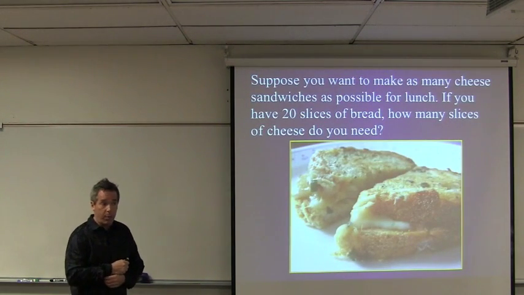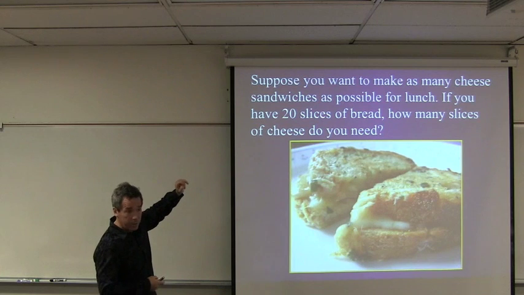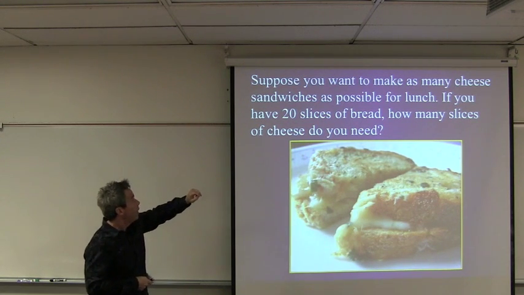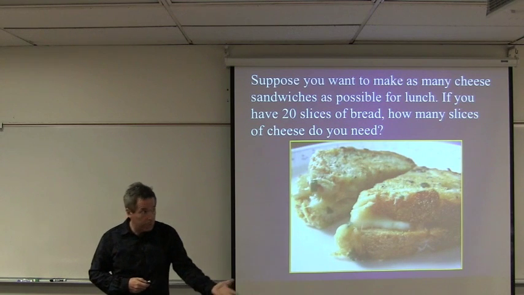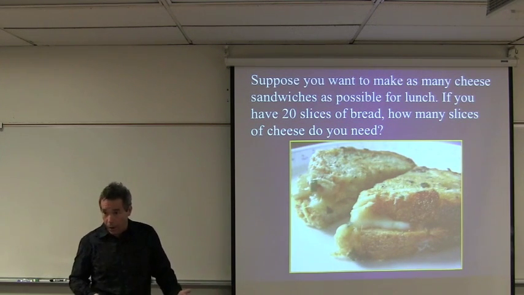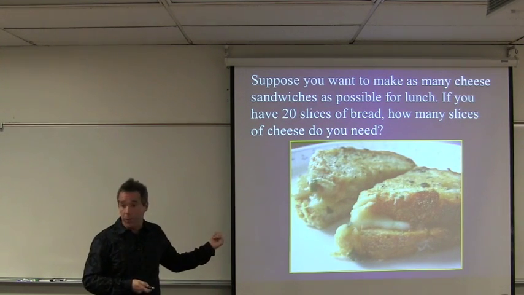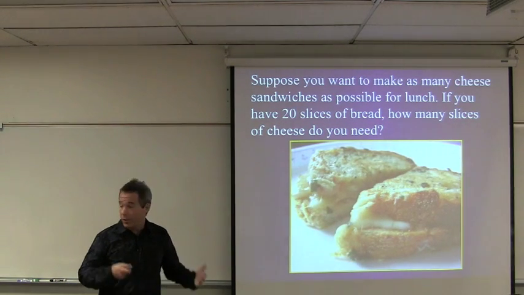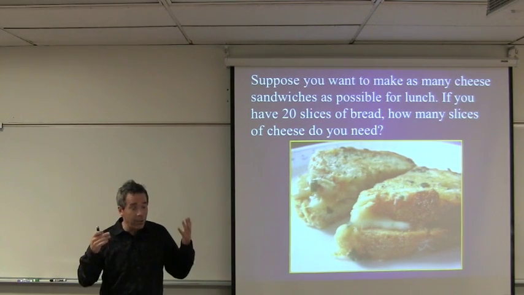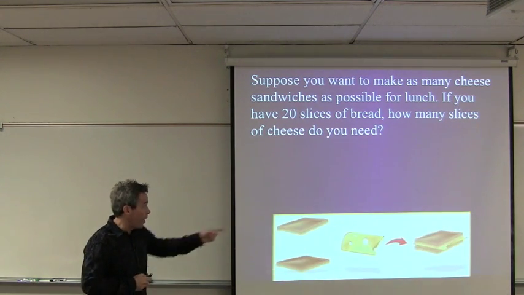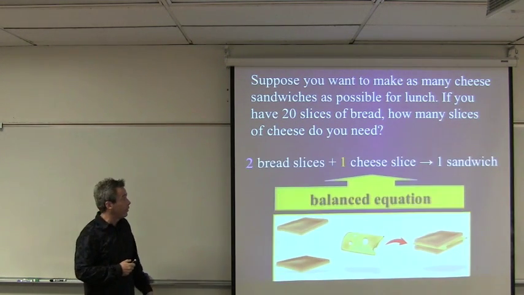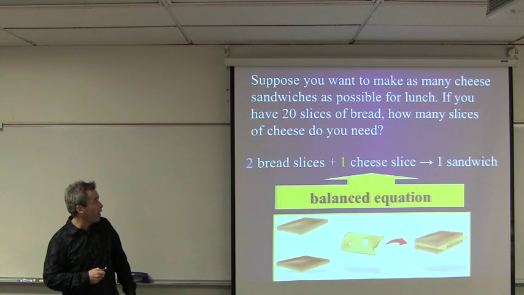Let's do a stoichiometry problem. So you want to make as many cheese sandwiches as you can. If you have 20 slices of bread, how many slices of cheese would you need? Right. You guys immediately knew that, right? The same thing's going to happen with chemical reactions, and it's going to be that easy. But you guys really did this stoichiometry calculation in your head. You started with the balanced equation, right? There it is. There's the chemical equation that you had in your head.